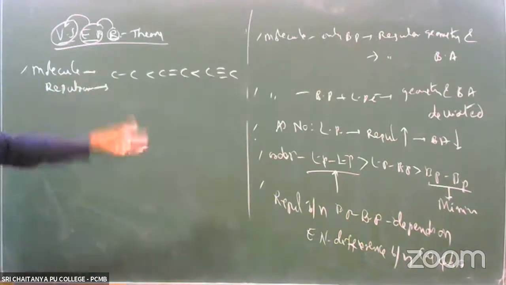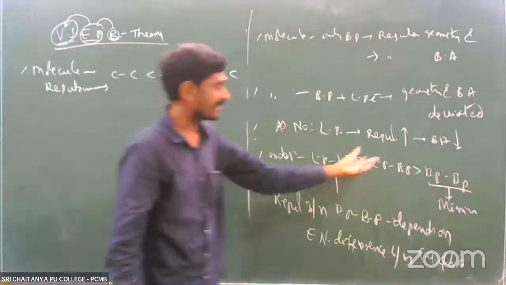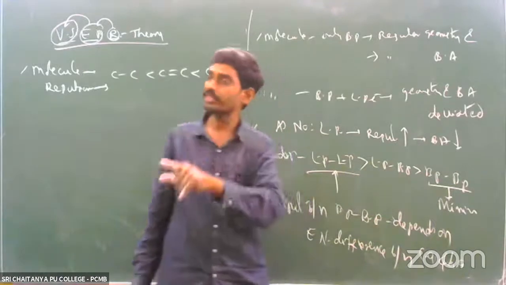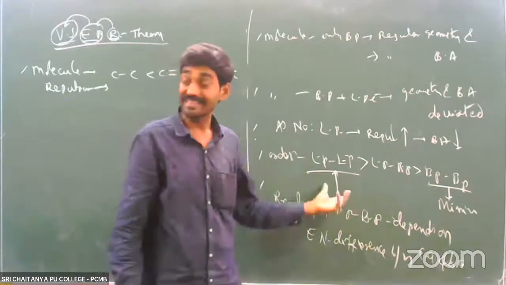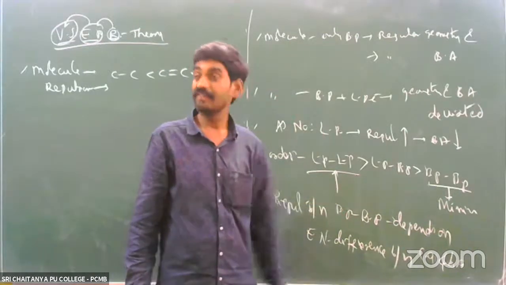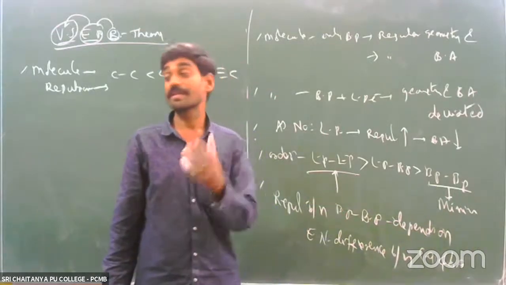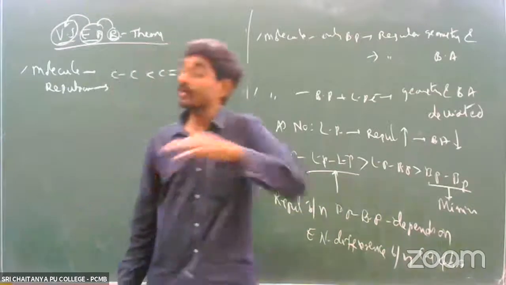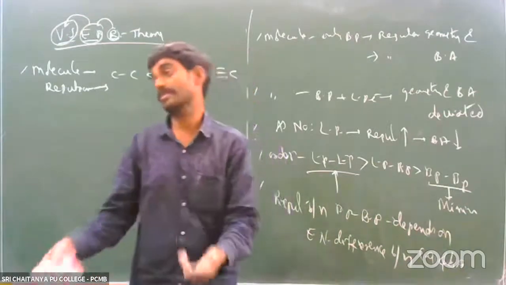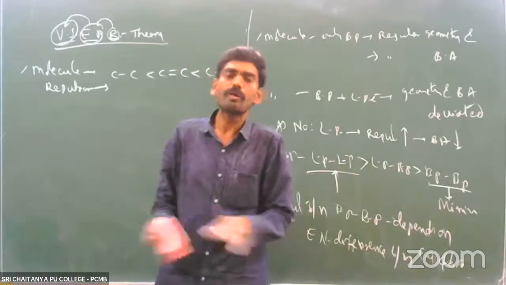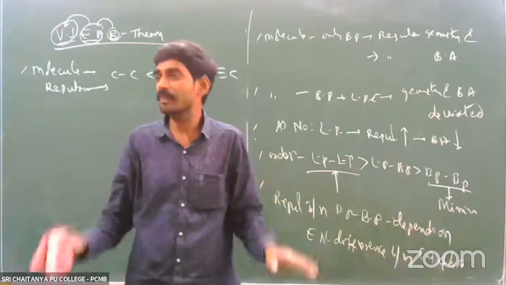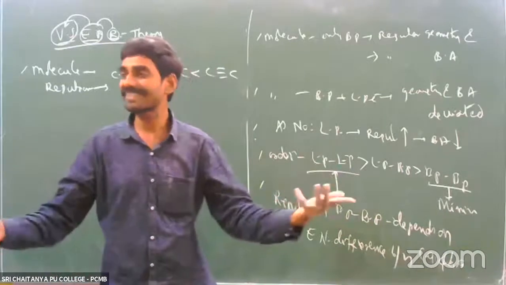According to VSEPR theory, the main concept is that the geometrical shape and bond angle of a molecule are decided by the repulsions between the electron pairs present in the valence shell of an atom. Electron pairs in the valence shell may be bond pairs or lone pairs. Among them, repulsions take place. That will decide the geometry and bond angle of the molecule. If the molecule does not have any lone pairs, only bond pairs, we have regular geometry and regular bond angle.